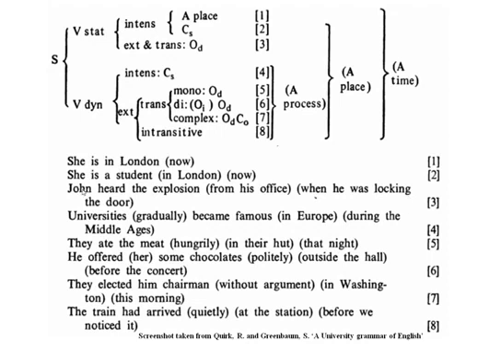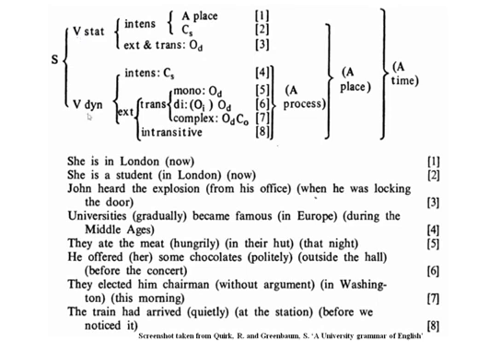While in sentence 3, John had the explosion, the verb here is a stative verb because it does not refer to an action, but it is an extensive stative verb because it's followed by what? By an object, the explosion. So had here is an extensive stative verb.